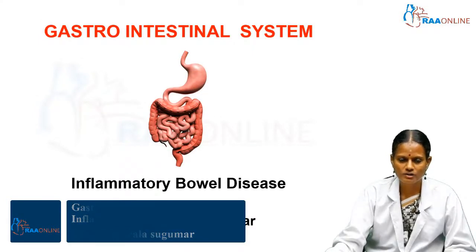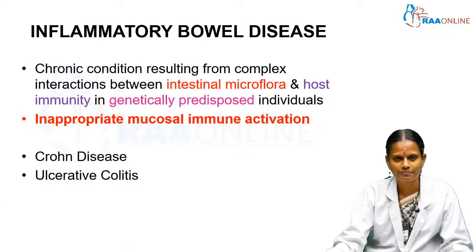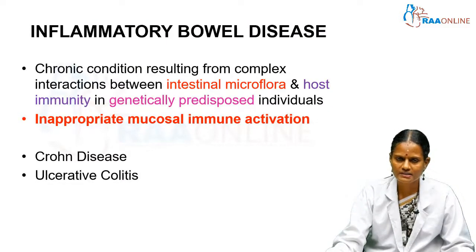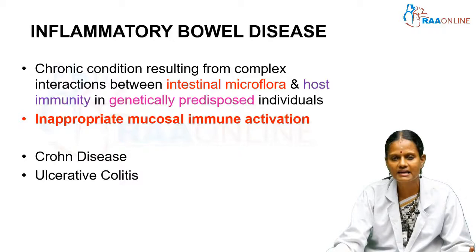Today we will see about inflammatory bowel disease. Inflammatory bowel disease is a chronic condition that results from complex interactions between intestinal microflora and host immunity in genetically predisposed individuals. So it includes a conglomeration of factors: intestinal microbiome alteration and host immune activation in genetically susceptible individuals. All these factors lead to inappropriate mucosal immune activation. This includes two entities: Crohn's disease and ulcerative colitis.